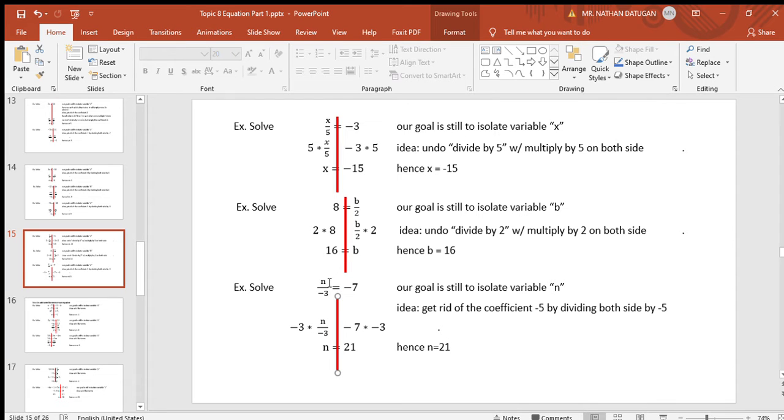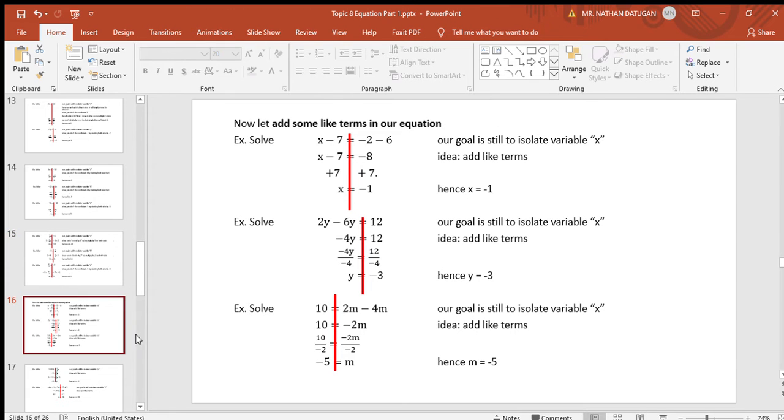Now we have n over negative 3 is equal to negative 7. We want to get rid of the division, or over negative 3. So how do we do that? We multiply both sides by negative 3. Negative 3 times n over negative 3 is simply n. And negative 7 times negative 3 is positive 21. So if you don't get how to multiply signed numbers, go back to topic 6 and review that, because we're in topic 8 already.